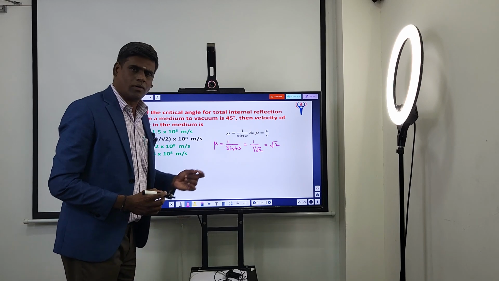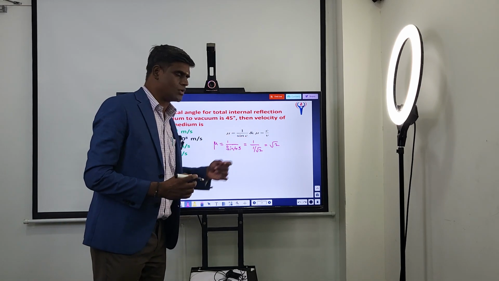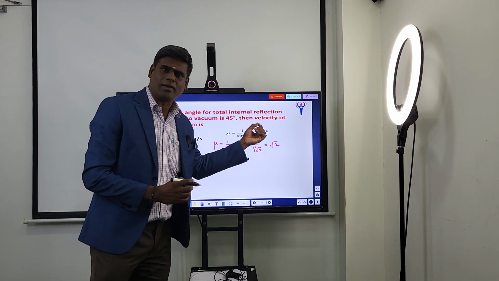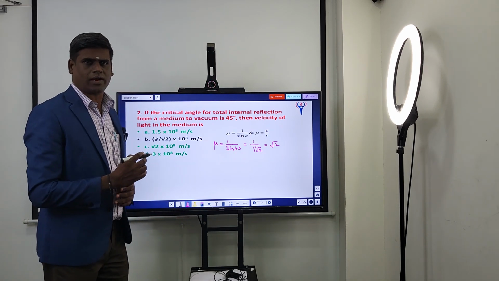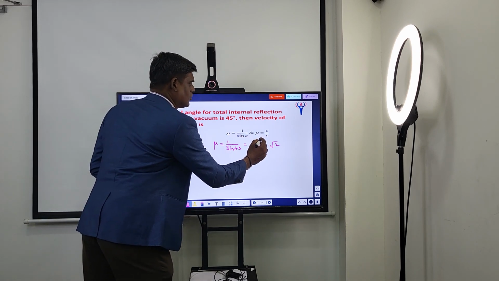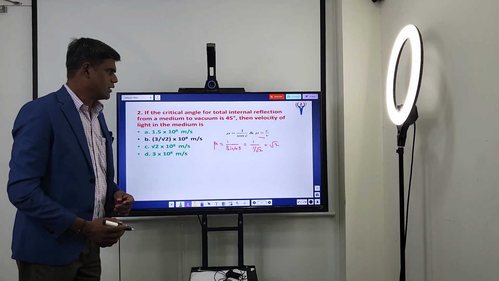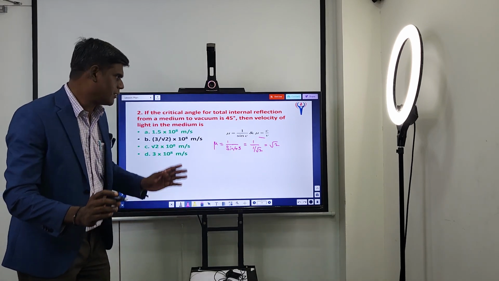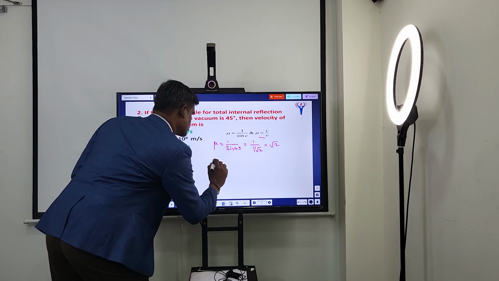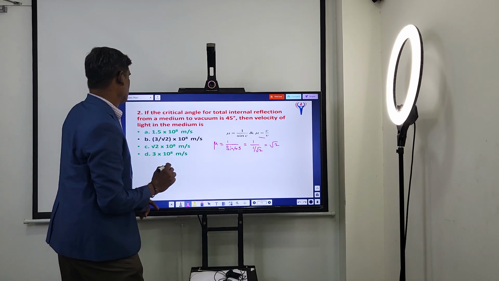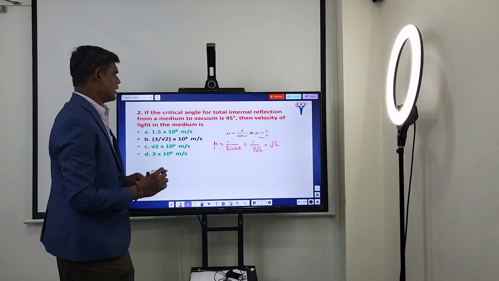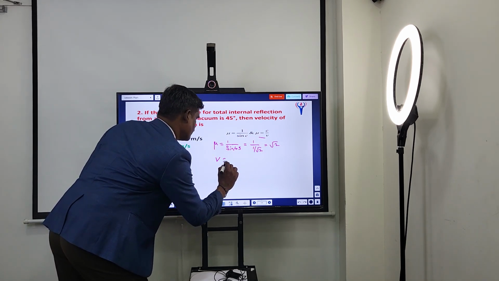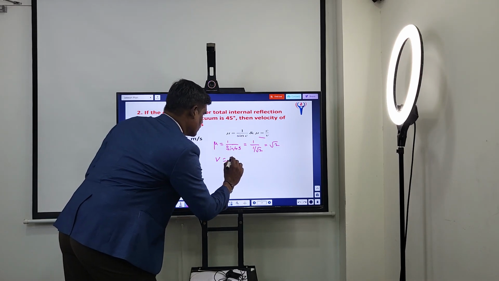Then we know another definition for mu, the refractive index. Refractive index is the ratio of the velocity of light in vacuum to the velocity of light in a medium. That is mu equal to c by v. C is the velocity of light in vacuum and v is the velocity of light in any medium. Here we want to find v only. So mu equal to c by v, then v equal to c by mu.